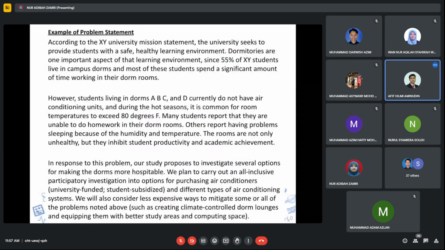First of all, we must state the problem. Second, we must justify the problem. What are the causes of the problem? And the third one is we must propose a solution for the problem and the causes of the problem. Okay, all right. Thank you, Afif.